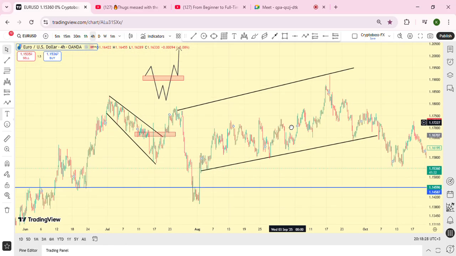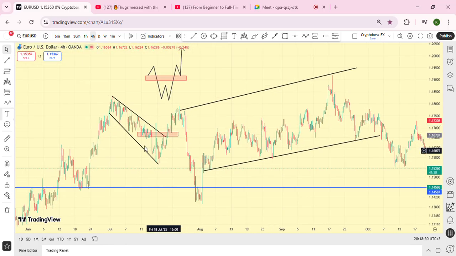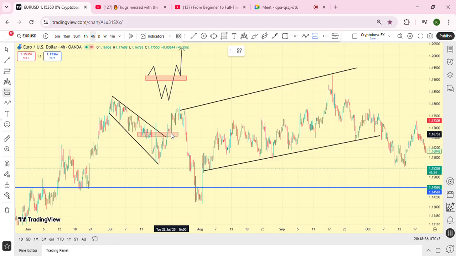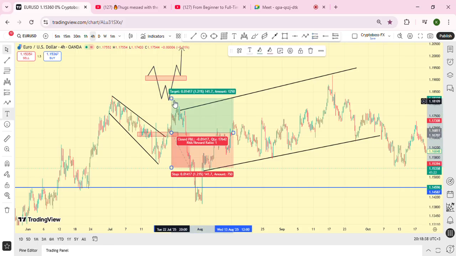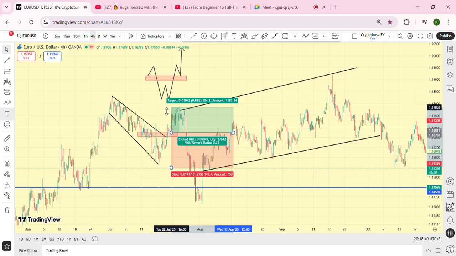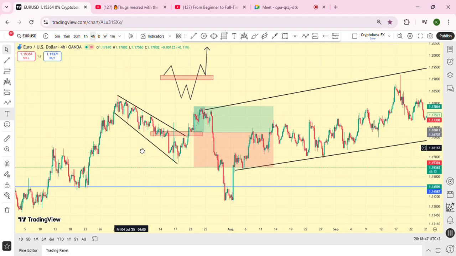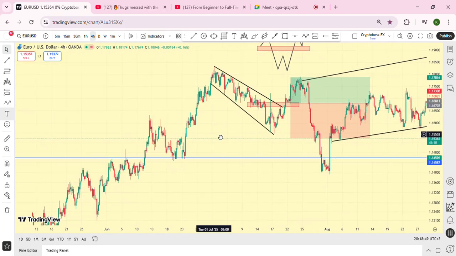On the other hand, let's see how many pips were there for the buys on the inverted head and shoulders. For this one did not go much. It went for 105 pips.